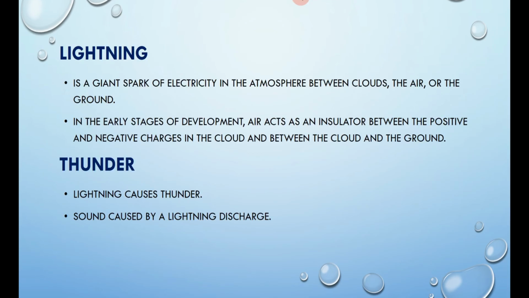Next is the lightning. Lightning is a giant spark of electricity in the atmosphere between clouds, air, or the ground. In the early stages of development, air acts as an insulator between the positive and negative charges in the cloud and between the cloud and the ground. So lightning, it is a spark of electricity na nangyayari sa atmosphere natin. And a thunder naman is the sound caused by a lightning discharge.